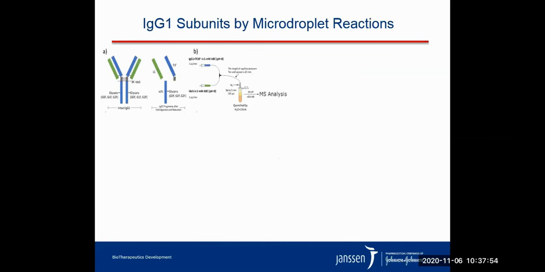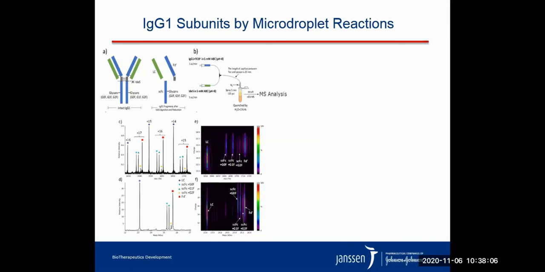We next generate antibody subunits by reduction and IdeS digestion. The reaction performed in a T-junction takes place in approximately 4 seconds. The deconvoluted mass spectrum shows light chain, Fd, and the single-chain Fc fragments that are each approximately 25 kilodaltons. The single-chain Fc fragments show characteristic glycans.